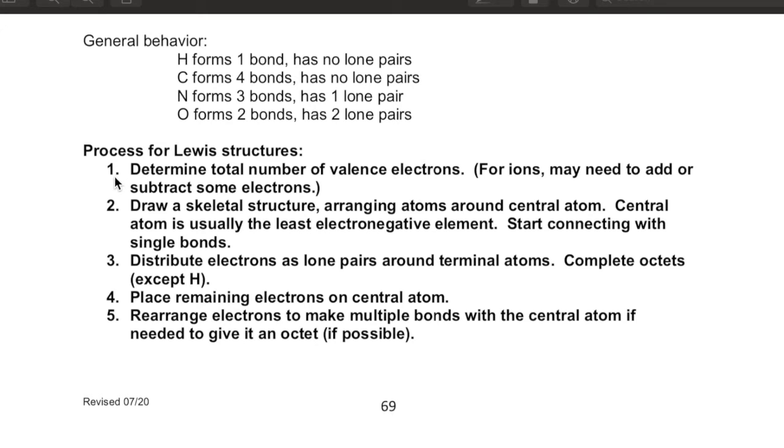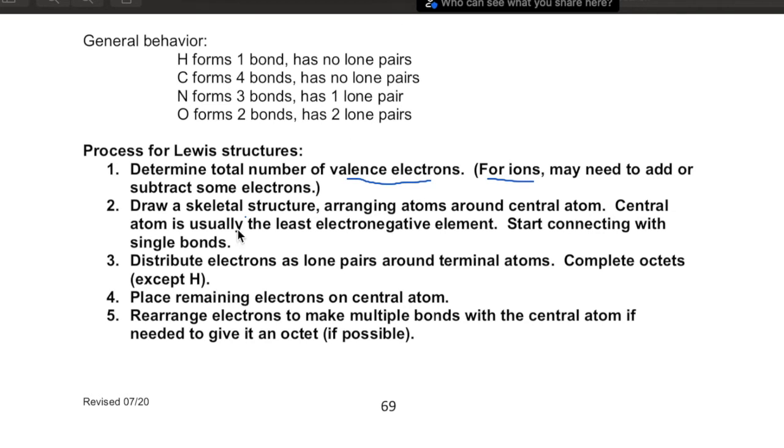The first step is to determine the total number of valence electrons that you are going to use in the structure. So this involves counting the valence electrons of the atoms that are in the structure, and if the overall structure has a charge, like a polyatomic ion, you will need to add more electrons to bring it up to that charge, or subtract if it's a cation.